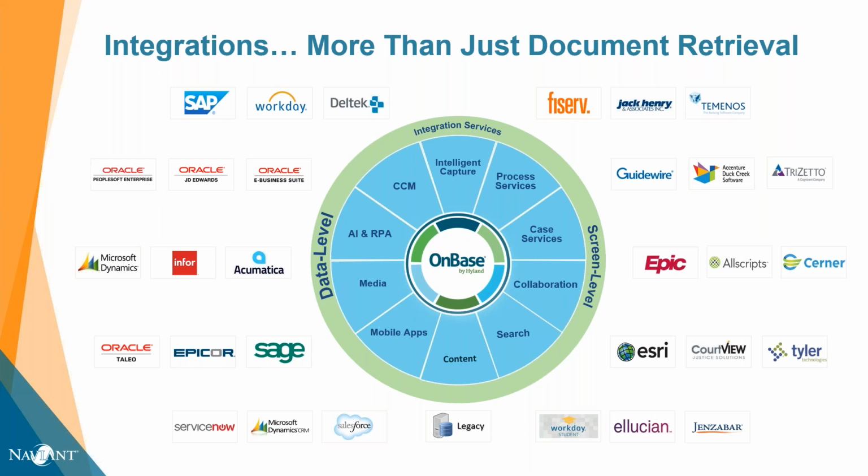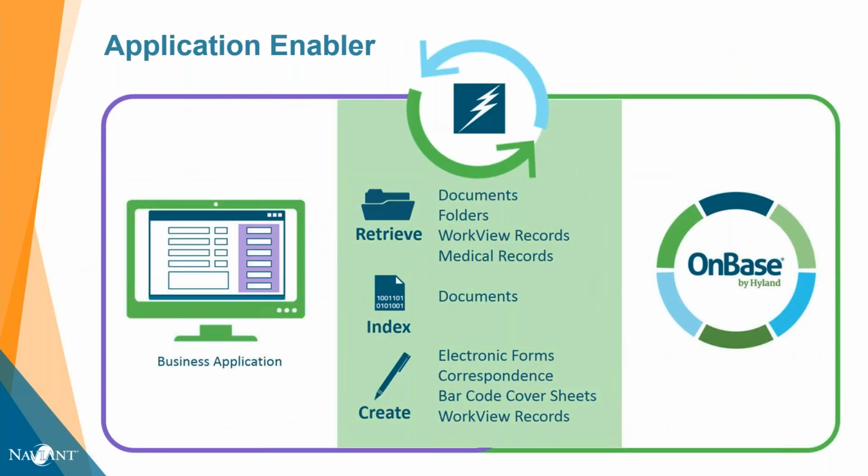OnBase integration options include the ability to do things like retrieving documents, storing documents, creating electronic forms, initiating workflows, creating correspondence. We can update and sync index values. We can even automatically post transaction data after workflow processing. One example, which actually requires no coding or scripting changes to your accounting software, is OnBase Application Enabler. OnBase Application Enabler allows the ability to retrieve documents and folders and records and index documents in an automated way, create forms and correspondence.